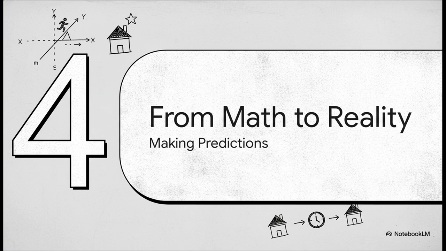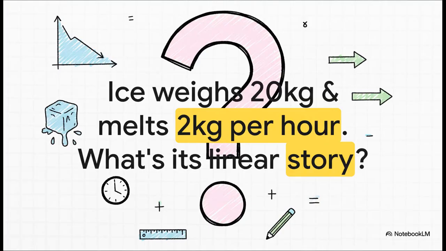So you might be thinking, okay, this is cool math, but why does it matter in the real world? Well, here's why. Because once you can describe something with one of these equations, you unlock a superpower. You can make predictions. You can literally see into the future. Let's put that superpower to the test right now.